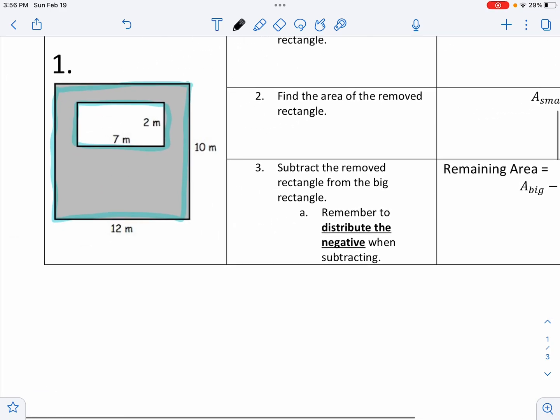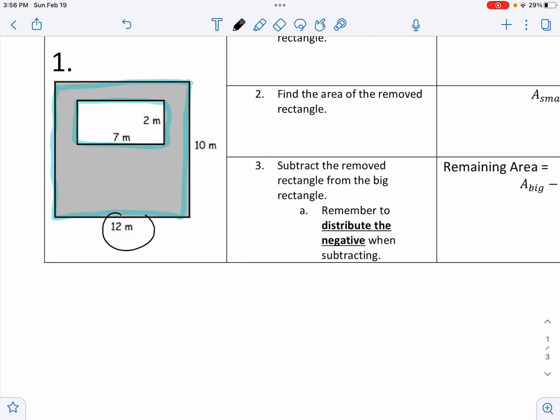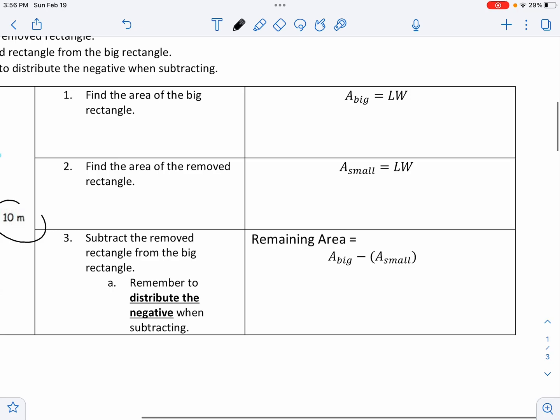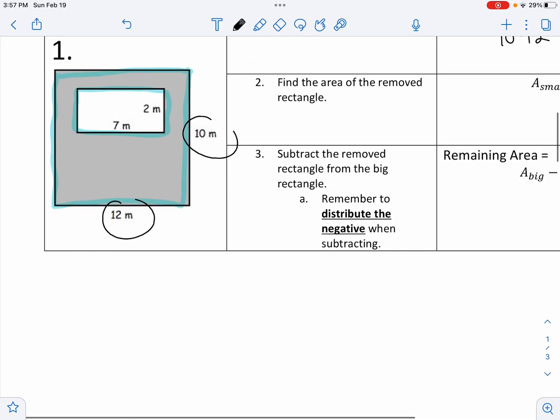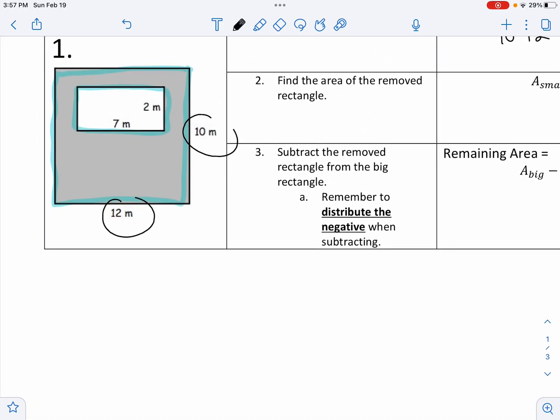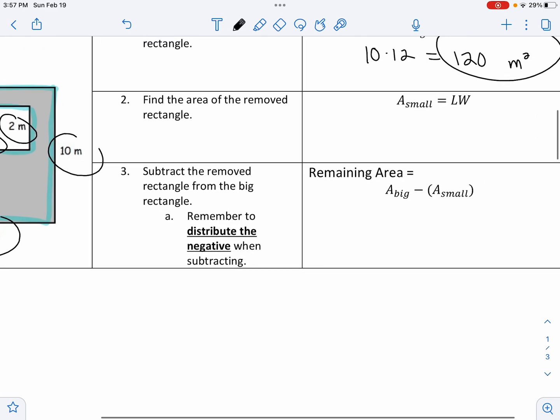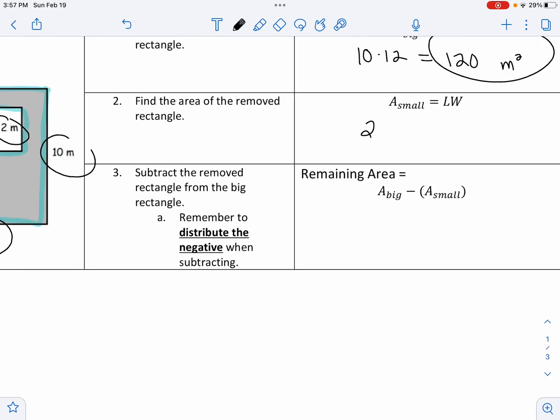So that would be length times width, which for the big rectangle is 10 meters and 12 meters. So I'm going to do 10 meters times 12 meters, which is 120 square meters. Don't let the square meters bother you so much. As long as you get 120, you're probably sitting where you need to be. Now what we need to do is find the little one removed. So the little one is a 2 by 7. So the area of the small one is 2 meters times 7 meters, which is 14 square meters.